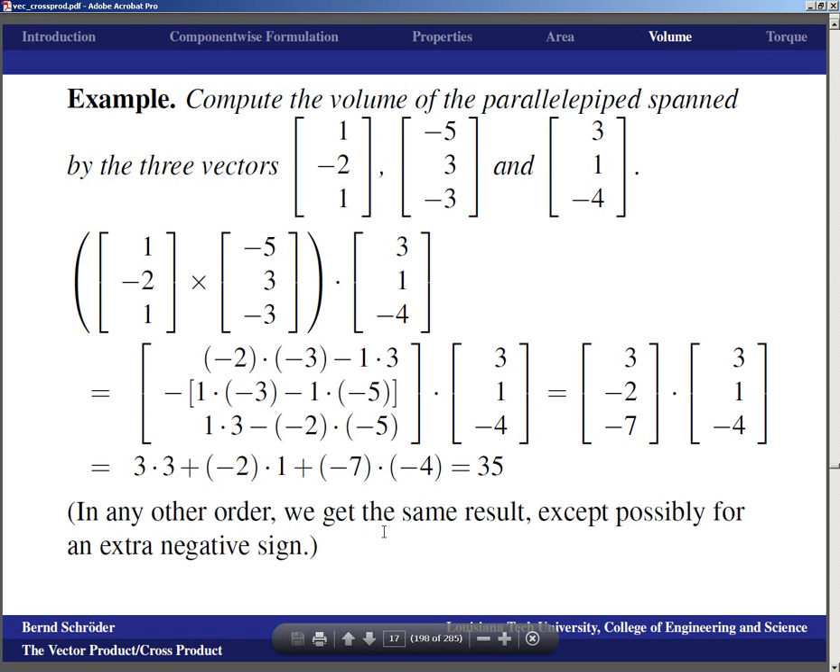If we had used any other order of the vectors, we would have either gotten the same result or maybe an extra negative sign, and of course then we would have reported the volume without that extra negative sign. So that computation directly is not that bad. It's similar to if I were to ask you to compute the area of a parallelogram by giving you only two vectors. You just compute the cross product and the magnitude, and that would be it.